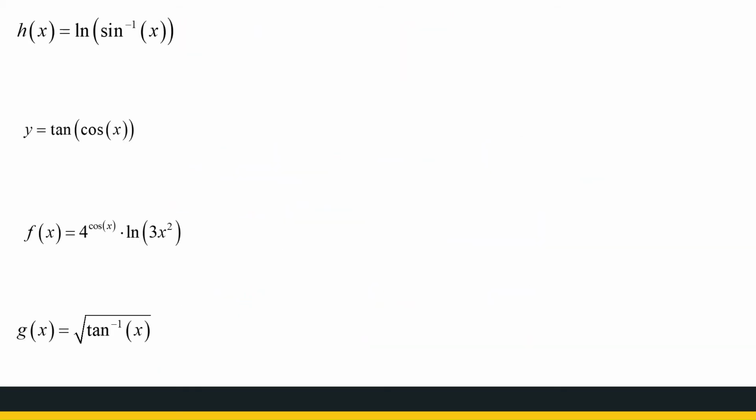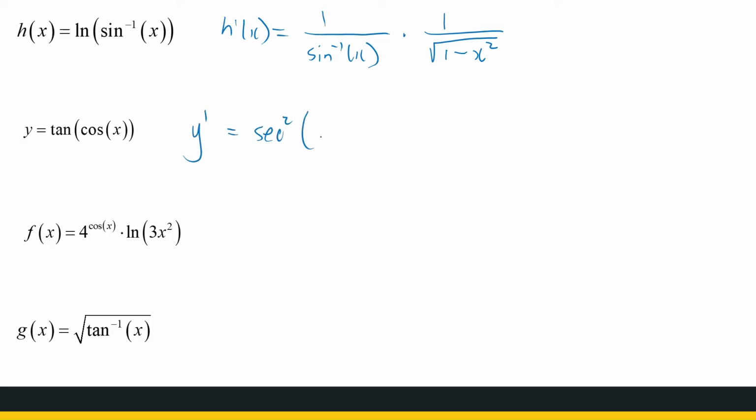All right, some more to look at. What about ln of arcsine of x? So the derivative of that, derivative of ln of a function is 1 over the function. So 1 over arcsine of x times the derivative of the function. What's the derivative of arcsine of x? Hopefully you remember that. 1 over the root of 1 minus x squared. What about tan of cos x? The derivative of tan of a function is sec squared of a function, whatever that function is, times the derivative of the function. Remember to put it in brackets because of that minus sign.